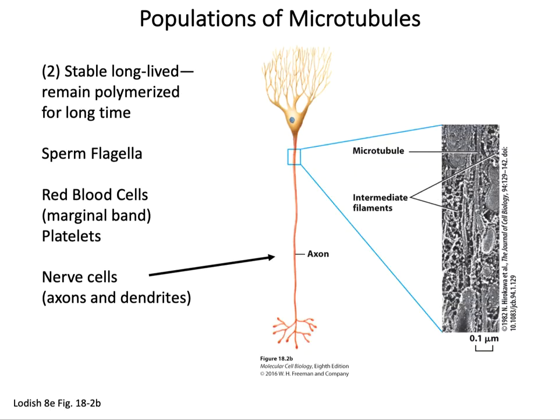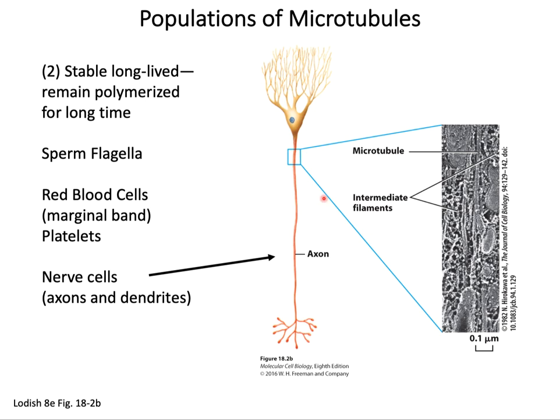But there are stable and long-lived microtubules that remain polymerized for a long time. And in some cells, especially in non-dividing cells, they remain polymerized forever. You can see these kinds of microtubules which never change their length, they never shrink or grow. You can see them in the flagella of sperm cells. You can see them right below the plasma membrane of the red blood cells, which is known as the marginal band region. You can see them in platelets, and you can see them in the axon and the dendrites of the nerve cells.